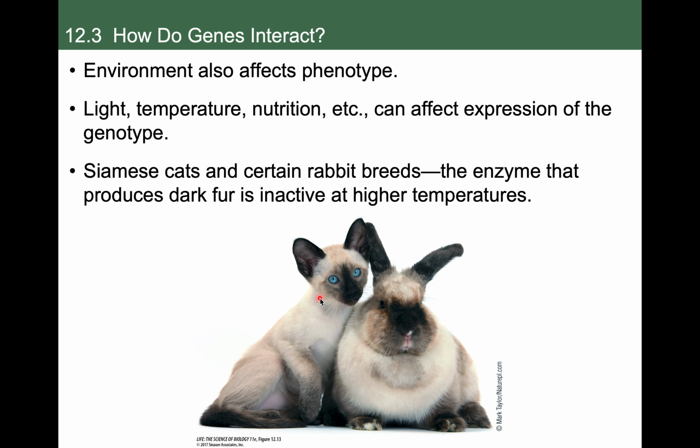Going back to Siamese cats, and this applies to certain breeds of rabbits as well, where you get this kind of point-restricted phenotype, meaning the extremities, right? The ears, the nose, the tail, and the feet are a darker fur color than the rest of the body. You get this due to an environmental effect where the enzyme that produces the dark fur is basically inactivated at higher temperatures, which would be the core of the body, right? You tend to be warmer there, so that enzyme gets turned off, basically denatures. And so you end up with white fur on the warmer parts of the body.